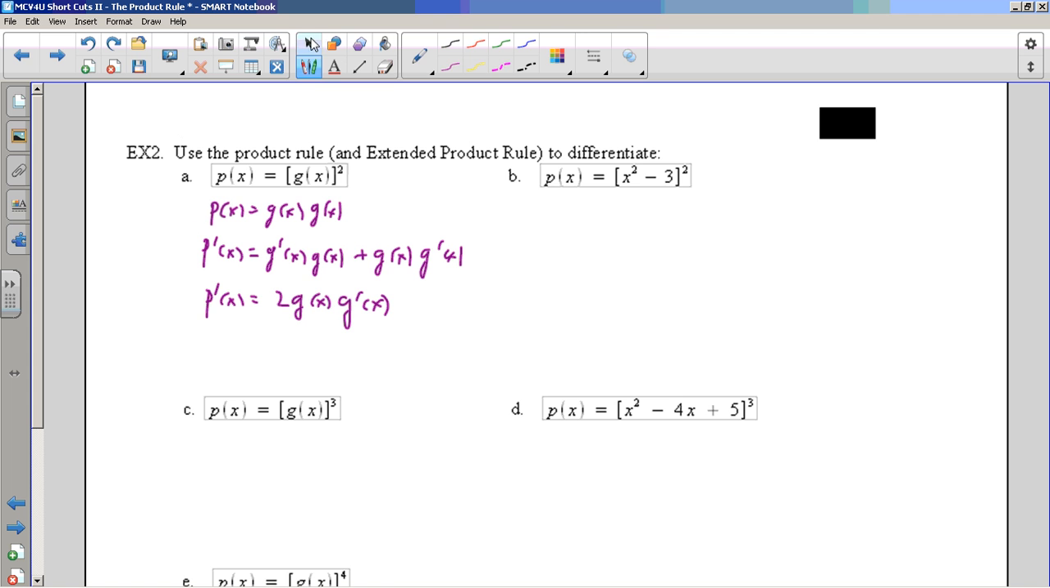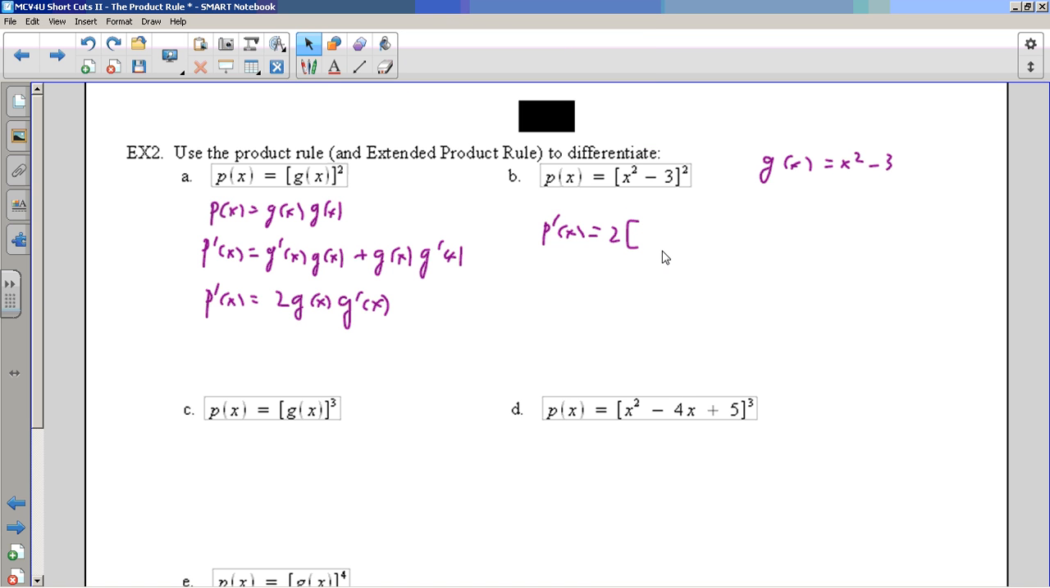And so notice that it doesn't matter what g at x is, I have this expression. So if g at x happens to be whatever this thing is, x squared minus 3, then p prime at x is equal to 2 of those black squares, times the derivative. Well, the derivative of that is just 2x, and so I write down the 2x. And I'm not going to simplify it. I could, I suppose, expand this all out, but I'm going to leave it like that because we're pattern hunting here.